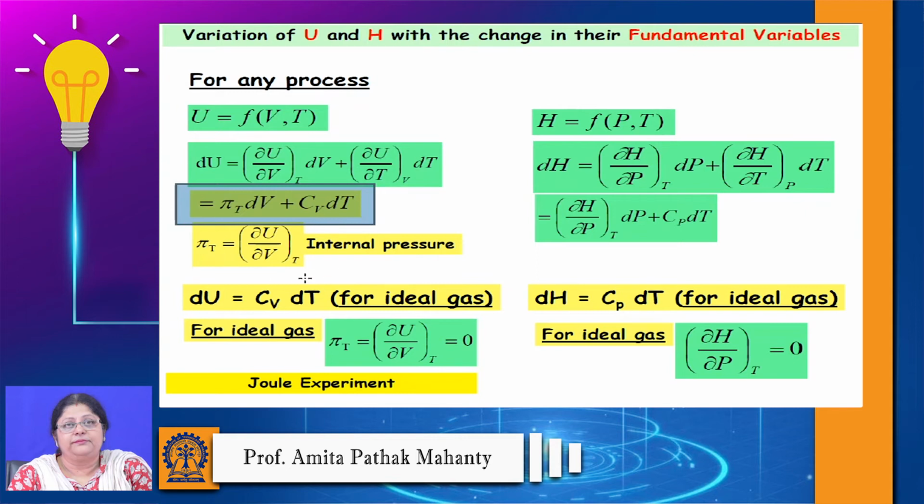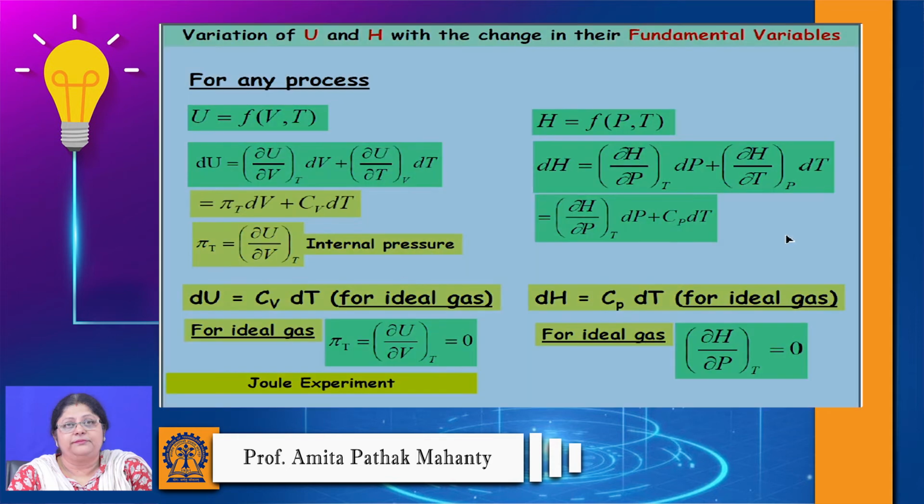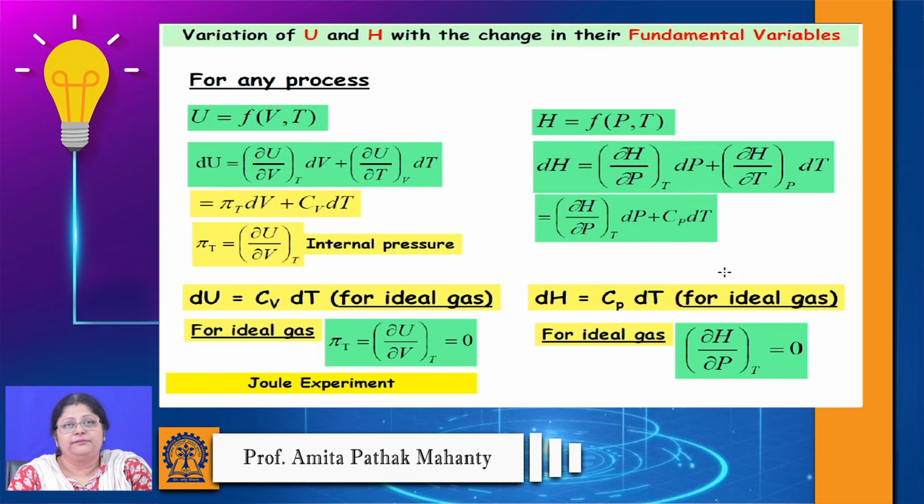So you can understand this is a general expression which you can write for any general gas. Ideal gas is a special condition where this becomes equal to zero. So for an ideal gas, delta U becomes equal to Cv dT because the internal pressure pi t, the change in internal energy with volume at constant temperature, is equal to zero.